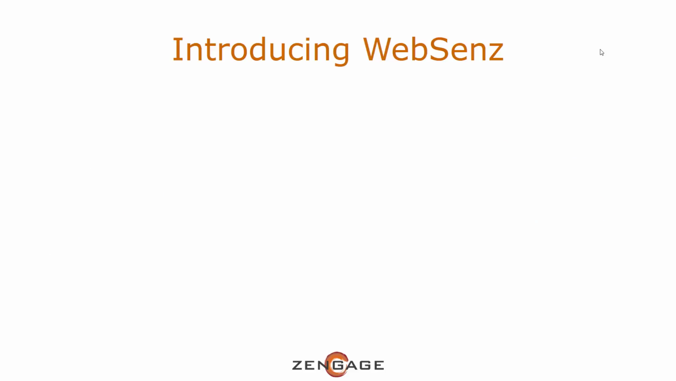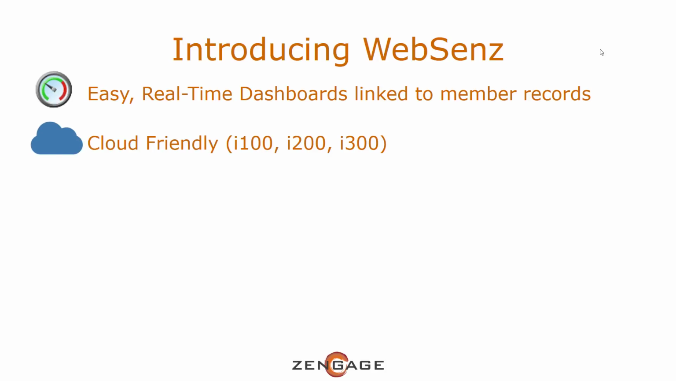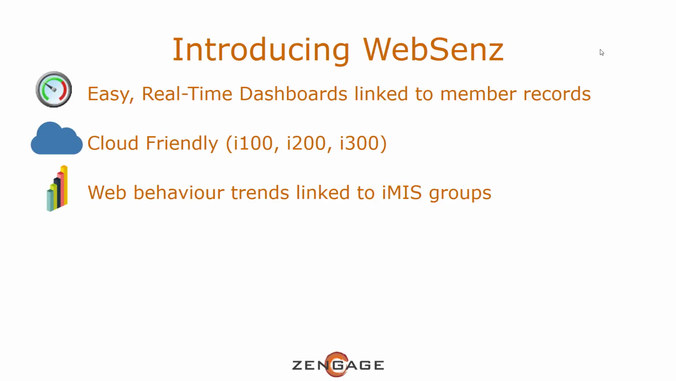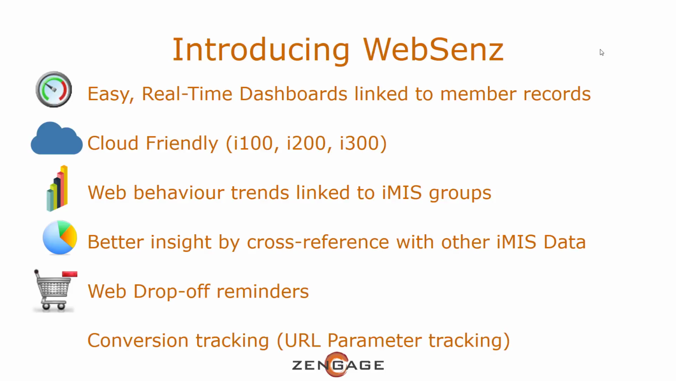Introducing WebSenz, the very first web analytics tool written specifically to link to your member and donor records. It works across all versions of iMIS, and it allows you to analyze web behaviors and trends against any groups within iMIS. This gives you better insight because you can reference any other data inside your database. For example, are people browsing your products but not going away and purchasing them? Or if you're an advanced marketeer, you may want to use URL parameter tracking for A/B testing or such.